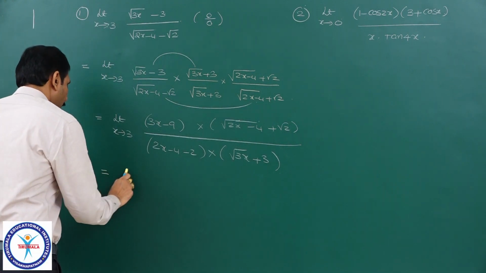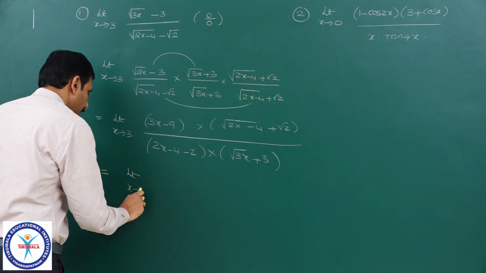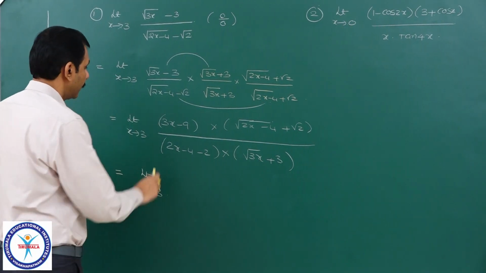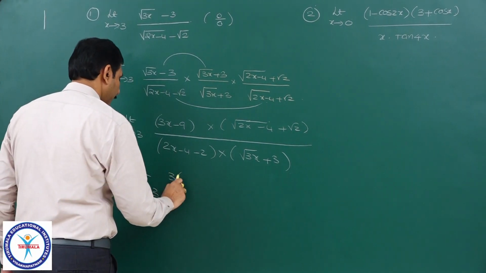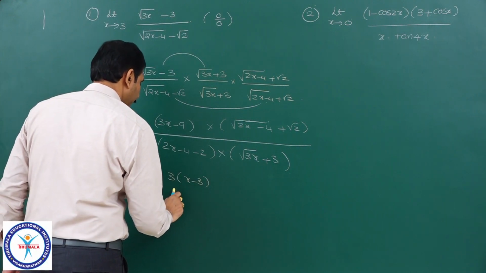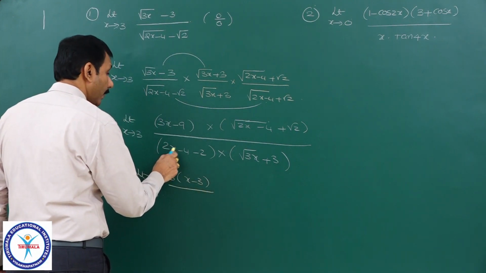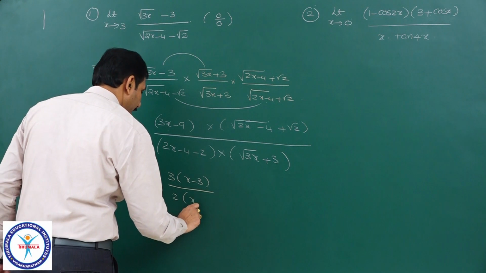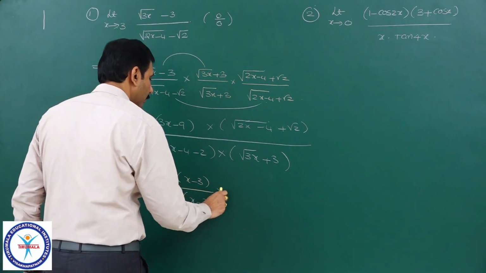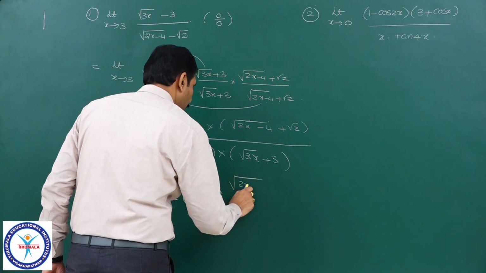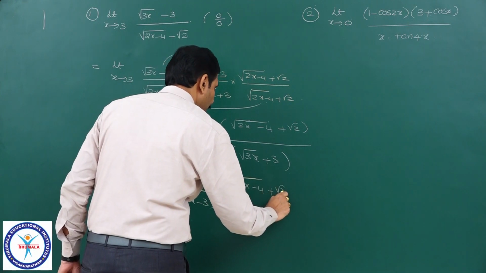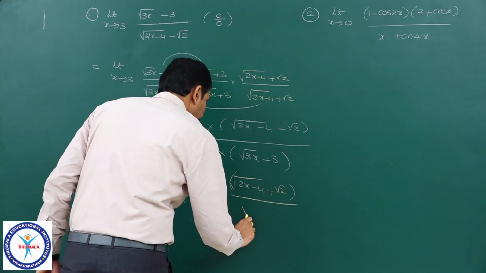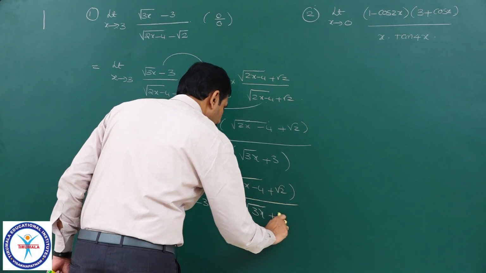Now it is equal to limit x tends to 3. See this: take 3 common in the numerator, x minus 3. In the denominator, 2x minus 6, take 2 common, it is x minus 3, into root 2x minus 4 plus root 2, by the denominator root 3x plus 3.